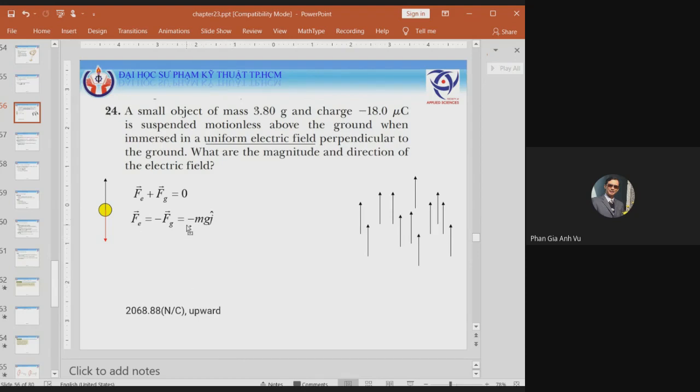Then I can use the definition of the electric field. The electric field at this position is equal to F over Q, where E is the field. Okay. Then from the two equations here, we can easily get Q or E. Now I want to have E, then I have E equals minus mgj over Q. Okay. Can you see how I play with the formulas like this?